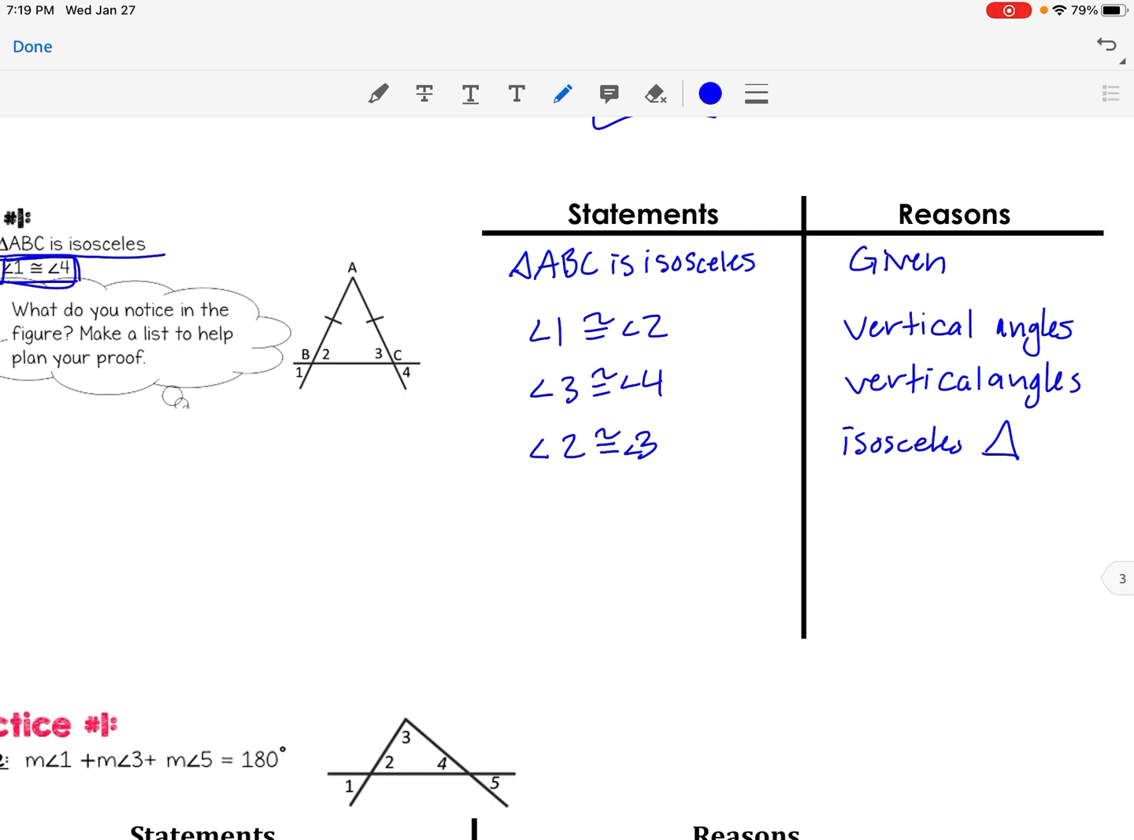So we have a lot of different things here. I can start replacing, substituting. I couldn't substitute anything with these two because they didn't have anything in common. But now I have this, so let's see if I can substitute anything here. So it looks like I can take 1 and substitute it in here. So I can say angle 1 is congruent to angle 3. So I replaced this 2 with the 1. So that was a substitution.